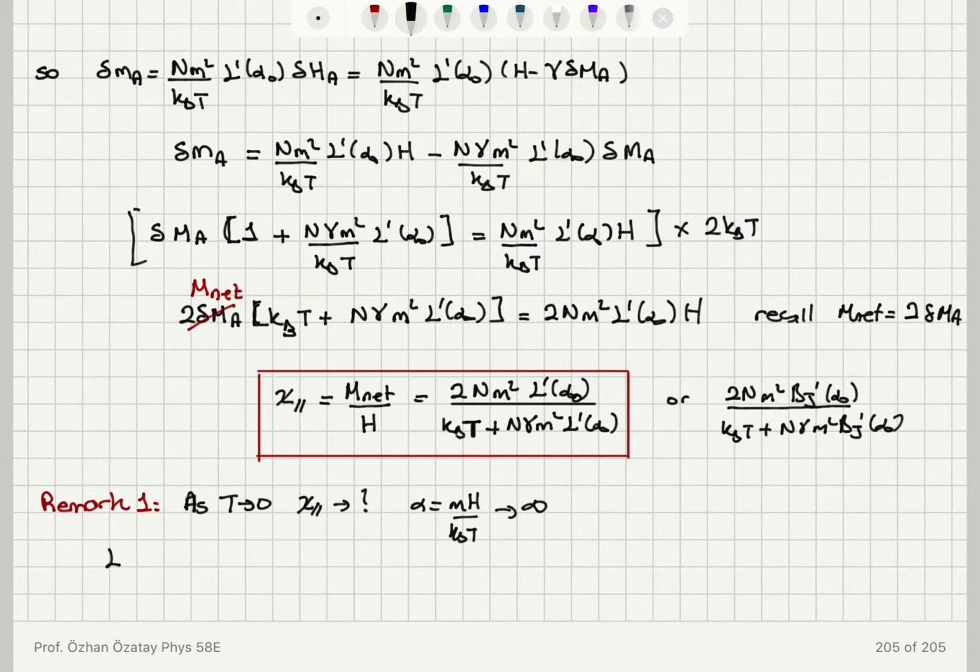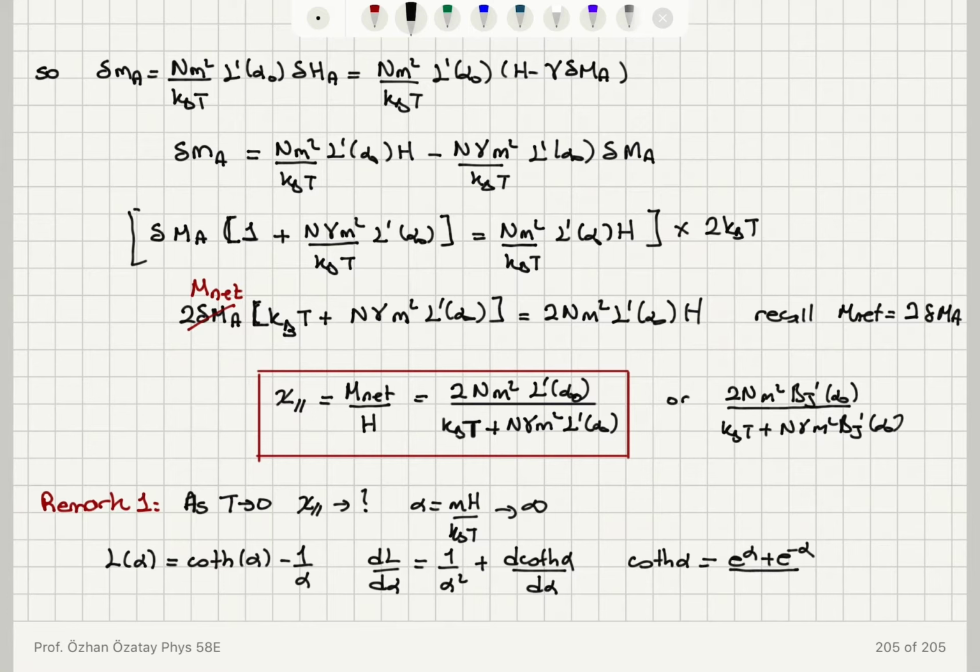Let's look at the Langevin function, which is cotangent hyperbolic alpha minus 1 over alpha. If I look at the derivative of the Langevin function, I get 1 over alpha squared, and then I have the derivative of cotangent hyperbolic alpha with respect to alpha. So we have to find out this derivative. And I remember cotangent hyperbolic alpha is e to the alpha plus e to the minus alpha divided by e to the alpha minus e to the minus alpha. It's cosine hyperbolic alpha divided by sine hyperbolic alpha.